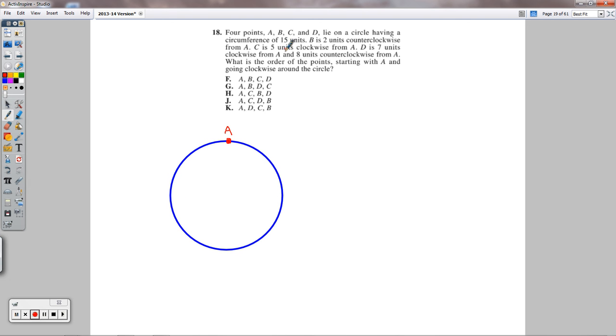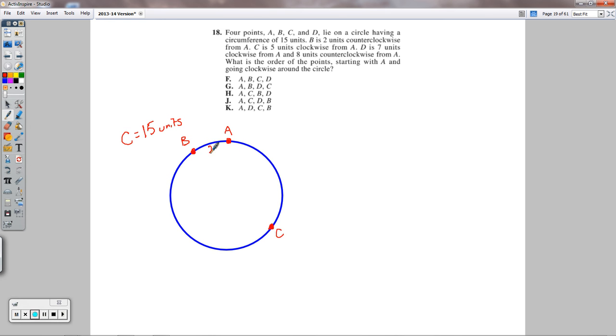So B is 2 units counterclockwise from A. The circumference is 15 units, so halfway around would be 7.5 units. So 2, I'm going to estimate to be right about there. This won't be perfectly drawn to scale, but I'll do the best I can. So C, 5 units clockwise from A. This is 7.5 here, so this would be 2/3 of the way from there to there. I'd say right about there would do that for me.